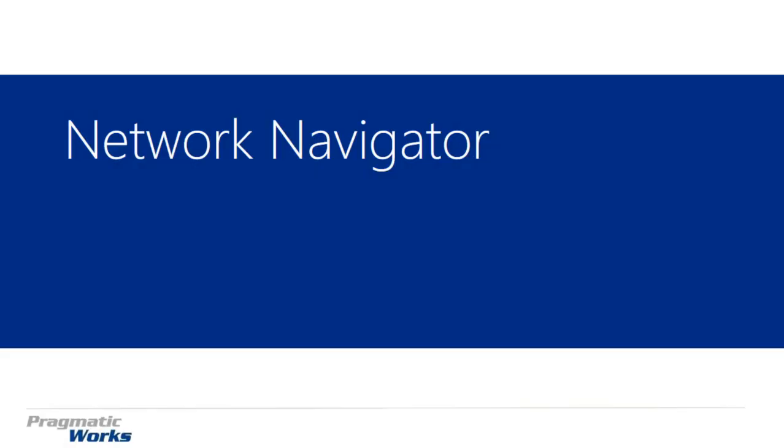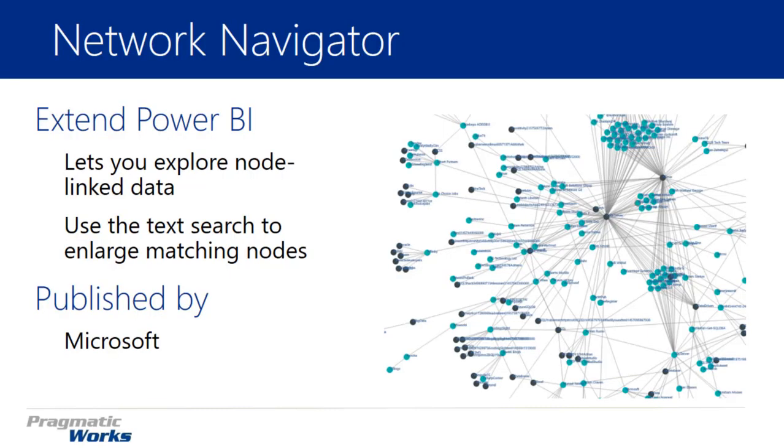Hi, welcome back to the Power BI Custom Visuals course, and in this module we're going to be looking at the Network Navigator visual. Now the Network Navigator visual is useful whenever you want to see a flow of how something went from one source to a destination.